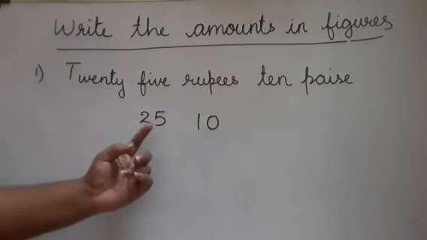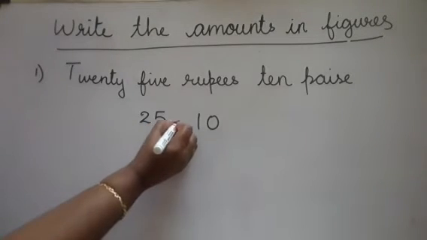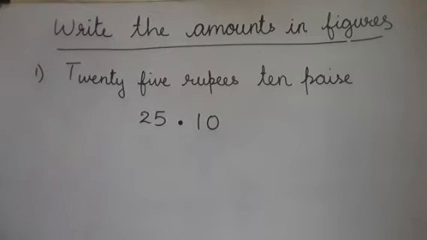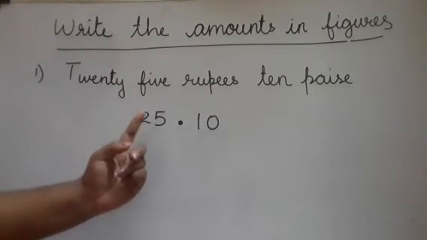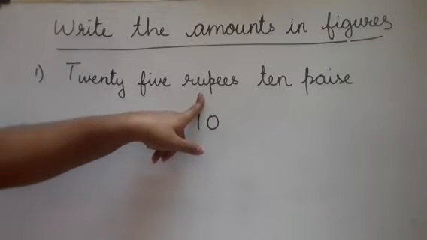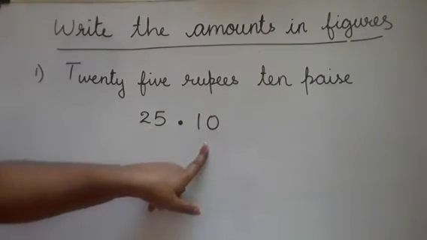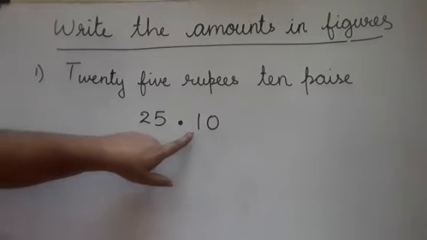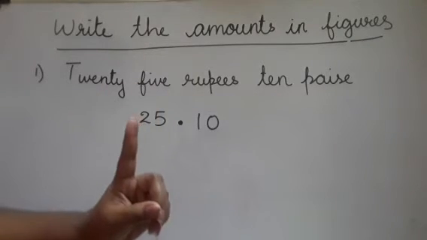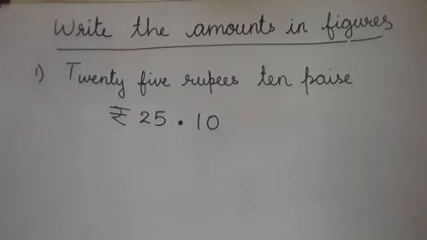We know that for separating the rupees and the paise, we want to put a dot. My dear kids, listen carefully. A dot is used to separate the rupees and paise. Looking at the question, we know that in the place of rupees we want to write 25 and in the place of paise we want to write 10. So, we write 25.10. Then, one more thing you want to do is put the symbol of rupees at first. This is how we can write the amount in figures.